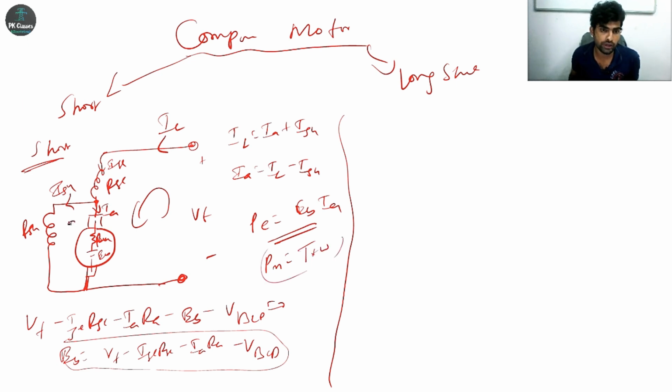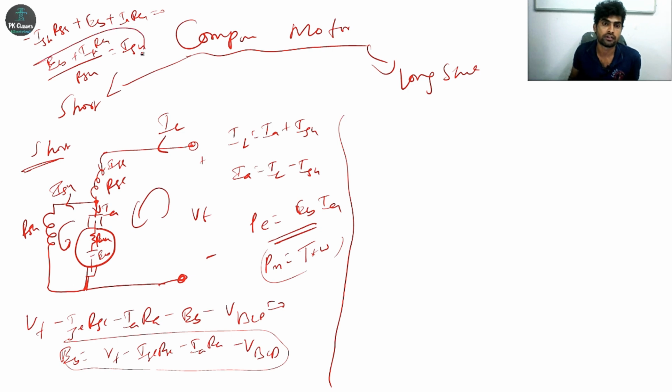I'll apply the loop equation for this one like this: minus ISH RSH plus EB, plus IARA, not minus IARA, because the current is opposite here, is equal to 0. Finally, we get EB plus IARA divided by RSH is equal to ISH. Right, this is the equation of shunt current. Next, long shunt. Okay, so long shunt field winding is parallel with the combination of both the series field winding and the armature.